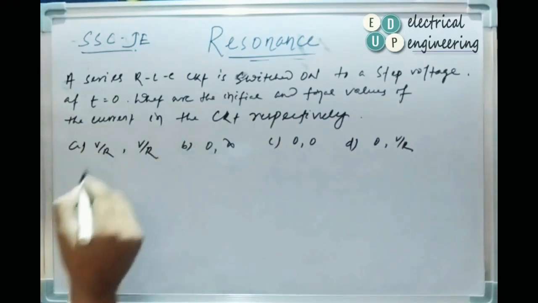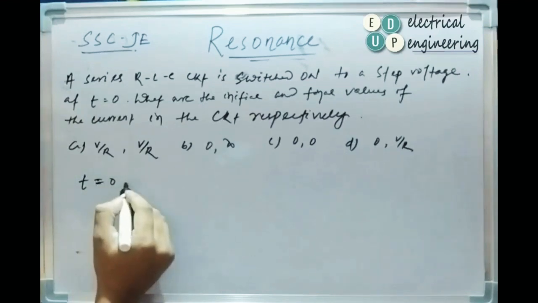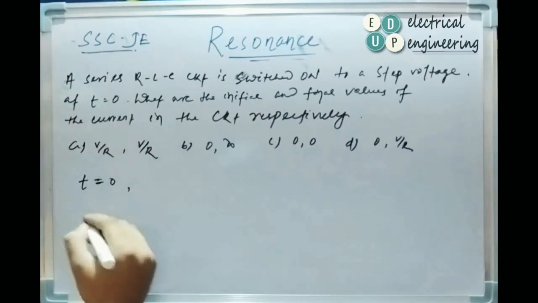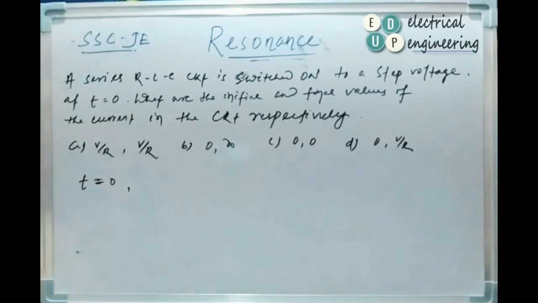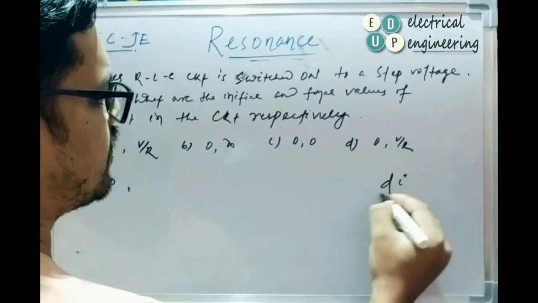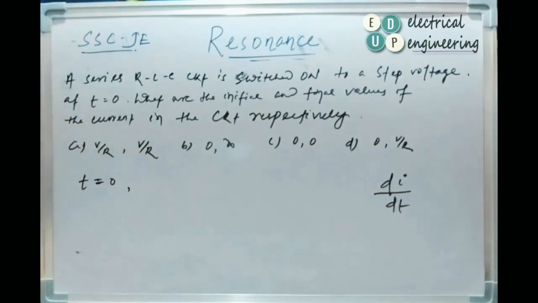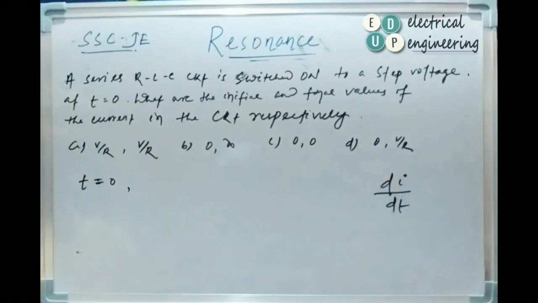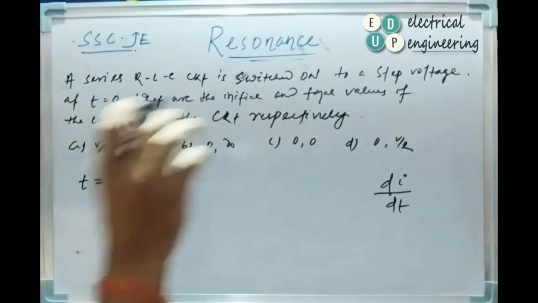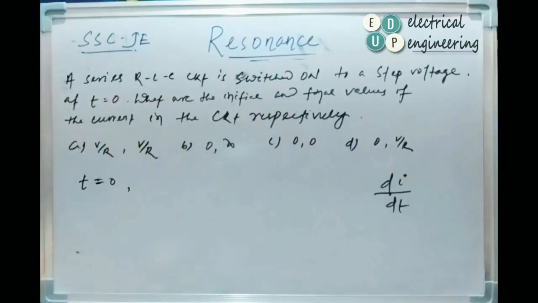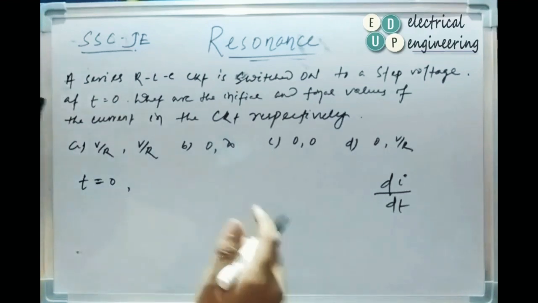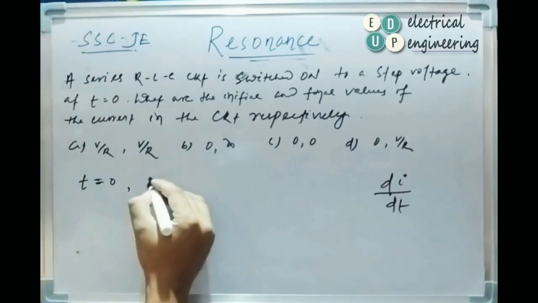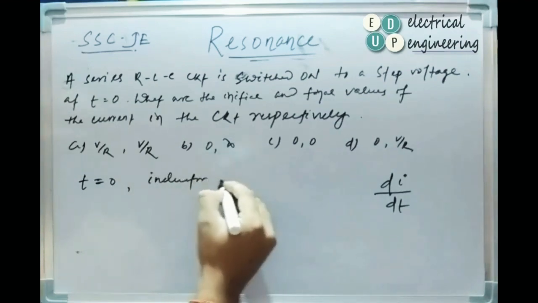So what is the initial condition? At the instant when t equals 0, this is the initial condition. At the initial condition, we know the inductor opposes sudden change in current. So how will it oppose the sudden change in current? At the instant t equals 0, that means di by dt, a sudden change in current, the inductor will act as an open circuit. So at the instant t equals 0, the inductor acts as an open circuit.